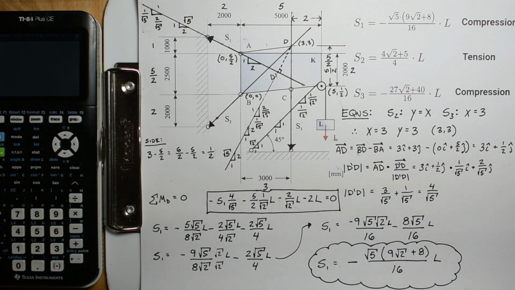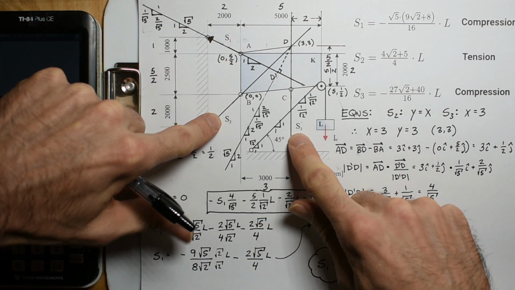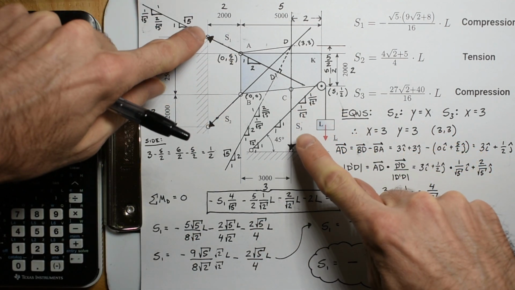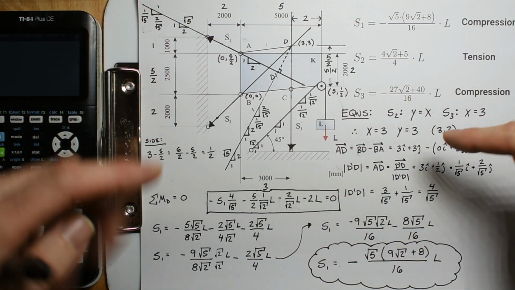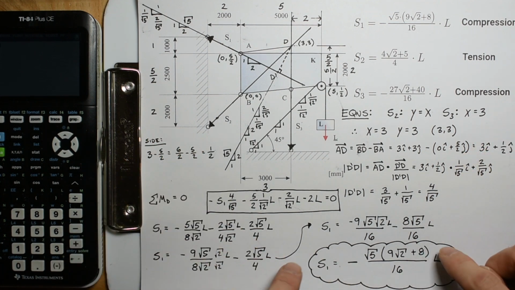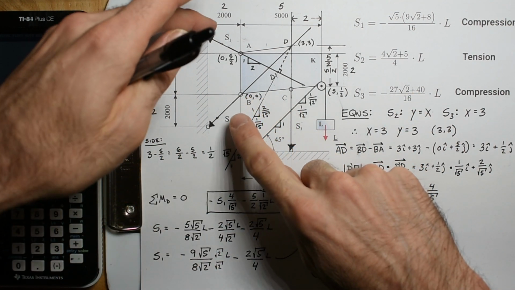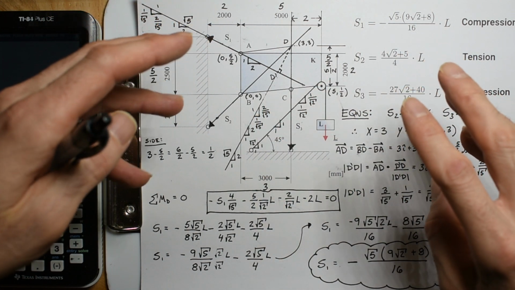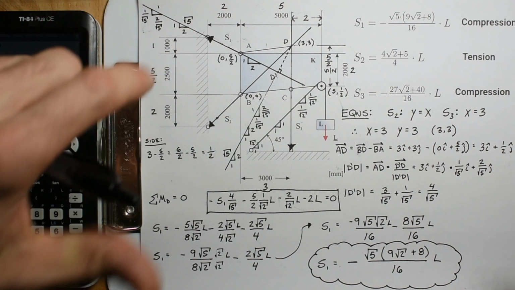But what we're doing is we have three forces, S1, S2, and S3. We're going to make sure that they're all in tension. Therefore, if we get a negative number, then we'll know that member is in compression. This video we're solving for S1. I want to do two more to solve for S2 and S3. So S1 is right here. This is what we're solving for.